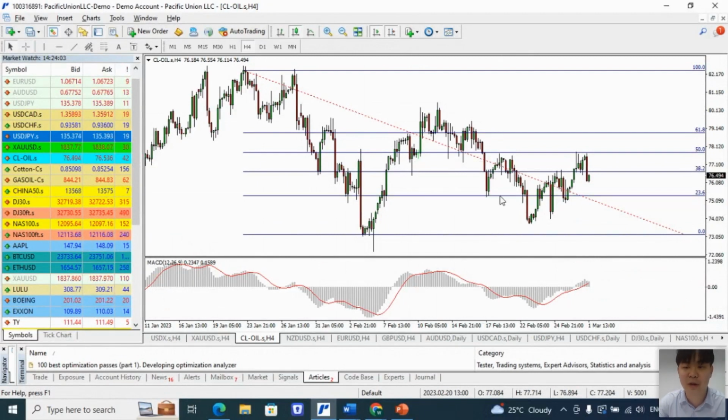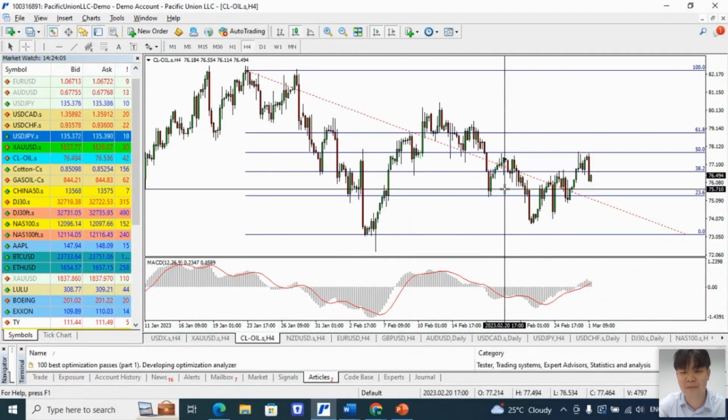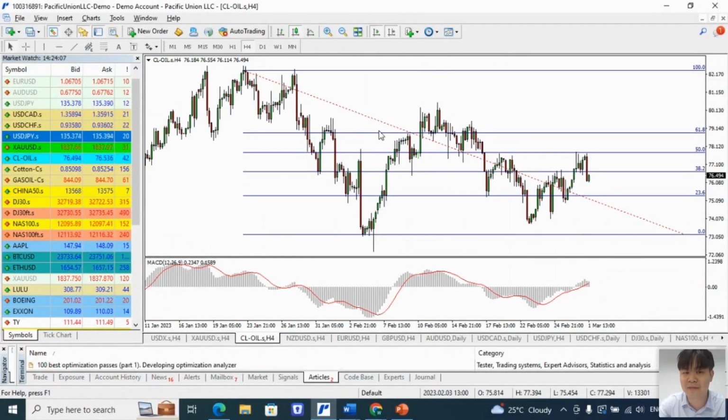So you don't have to draw it one by one. After you draw the line over here, you can see everything is shown already. This is a support level example. This is also another example. After it drops until this price, it starts to rebound back. And you can see after it breaks out below the support level, the price drops a lot. This is also another usage for us to trade.